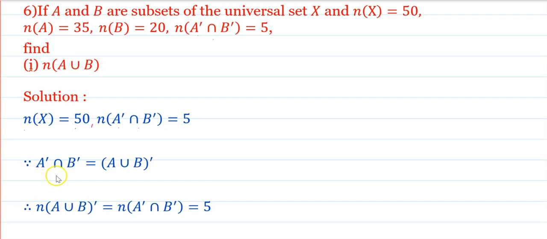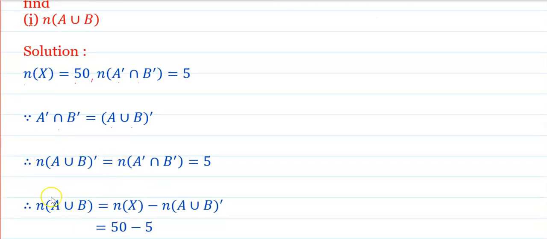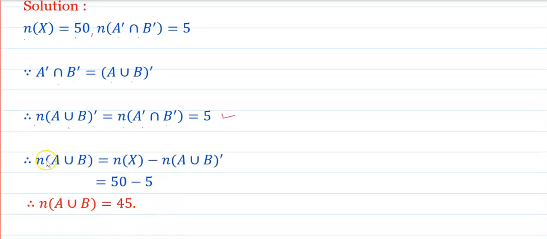Since A complement intersection B complement is equal to A union B complement, their numbers are also equal. Therefore N of A union B complement is equal to N of A complement intersection B complement, which is equal to 5. Now next, one more result: N of A union B is equal to N of X minus N of A union B complement. Therefore 50 minus 5 is equal to 45. This is the N of A union B.